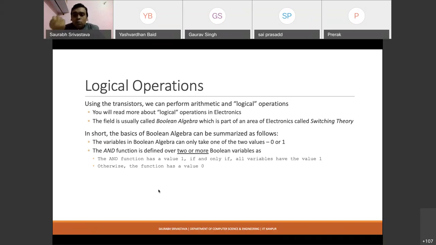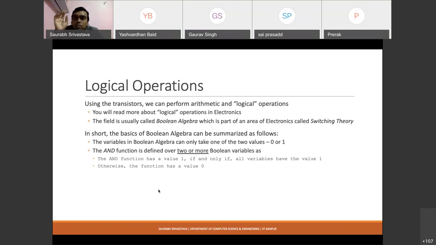There is the AND function. What does the AND function do? By the way, the AND function takes two or more Boolean variables. So it cannot be f(x). It has to be at least f(x, y). There can be more variables, it could be f(x, y, z, a, b, c, d). But there has to be at least two variables for the function AND to be applicable. It returns a value 1 if all the inputs that were given have the value 1.